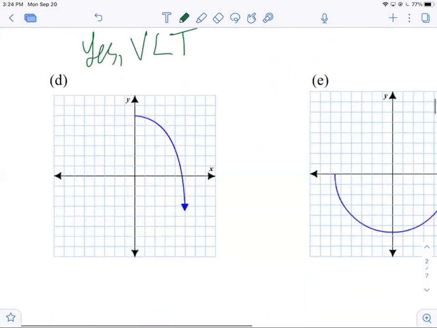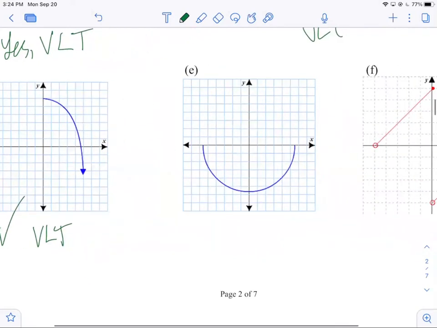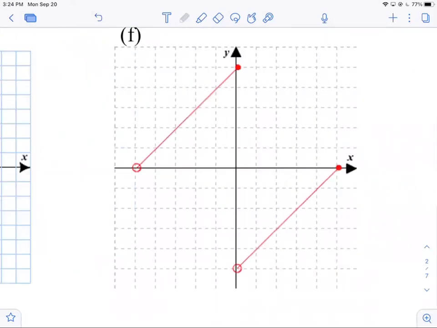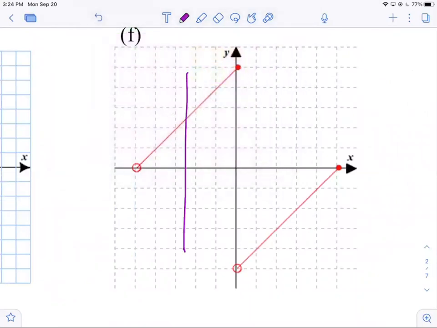All right, what did y'all say about D? Yes or no? Yes, vertical line test is good. What about E? Yes or no? Yes, vertical line test. What about F? I will wait. Look at this. Yeah. Look, so an open circle means not there. That's okay. It doesn't have to be in the domain. One output, one output, one output.